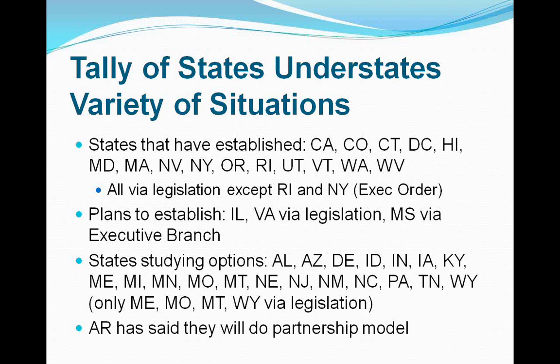For those that have plans to establish, Illinois and Virginia have done it via legislation, and Mississippi has done it through their executive branch. Many more are studying their options, many through executive order, fewer through legislation. And as I said before, Arkansas has now officially said they want to do the partnership model.